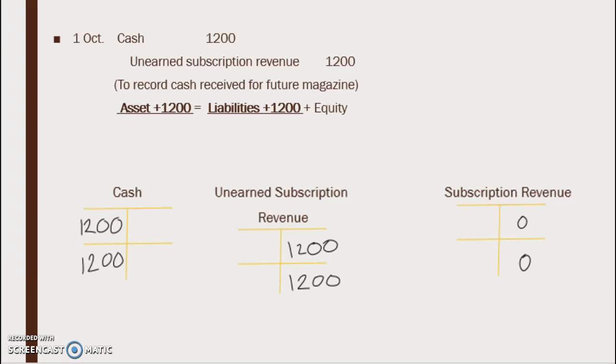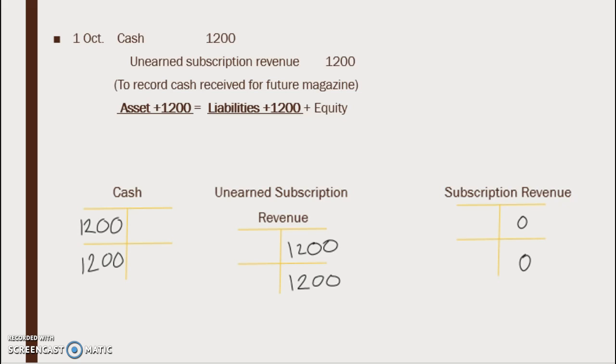On the 1st of October, in the general journal entry, will be cash 1,200 because the subscription is for 12 months. And if it's 12 months, 1,200, that's $100 each month. An unearned subscription revenue of 1,200. So that's an increase in assets and also an increase in liabilities.